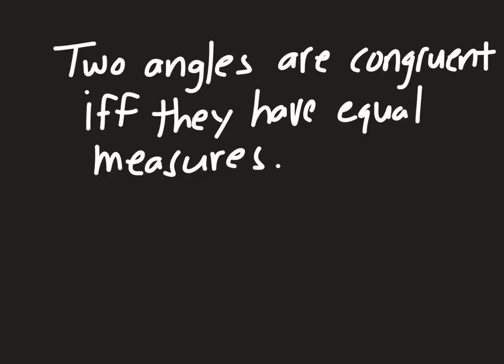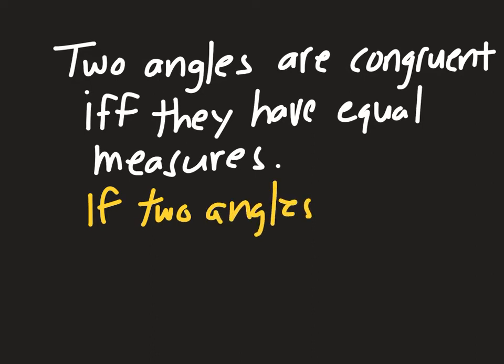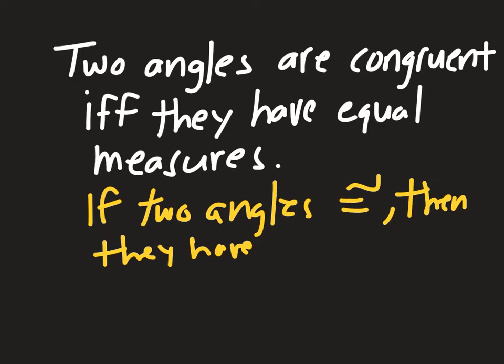So here's the first one. Two angles are congruent if and only if they have equal measures. We want to split this into the two pieces. The first piece, we're going to start with: if two angles are congruent, then they have equal measures. Okay? So that's the P implies Q.